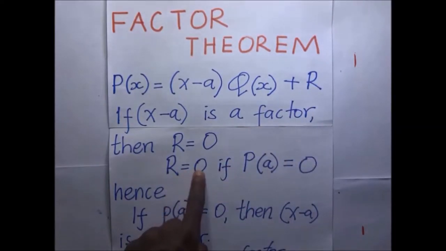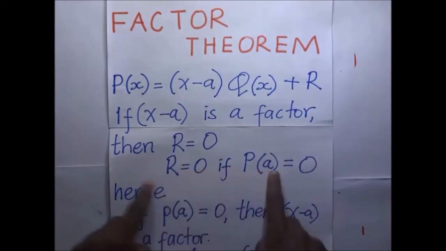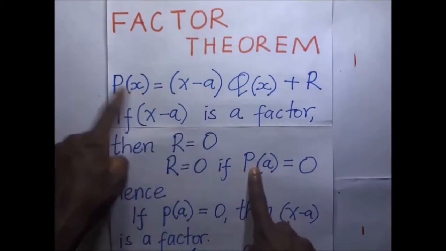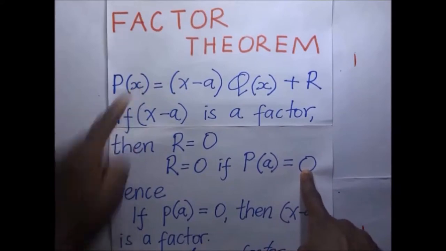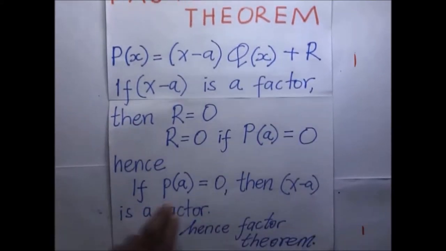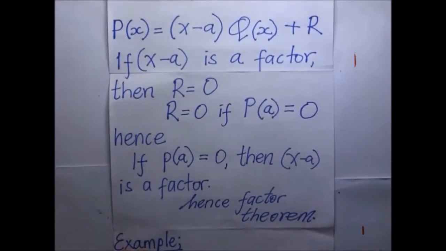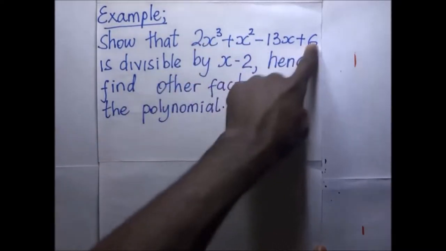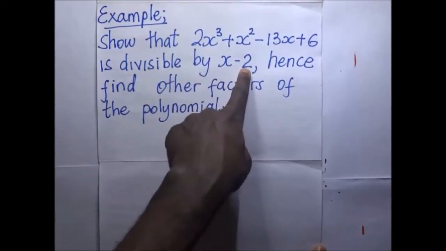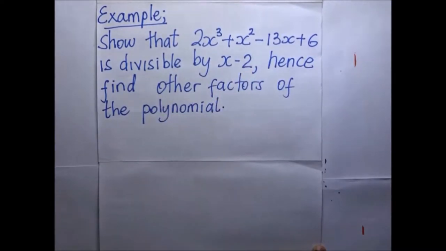So r will be equal to 0 if, when we substitute a in the polynomial, we get the answer as 0. Therefore, if p of a is equal to 0, then x minus a is a factor. And that is what constitutes the factor theorem. So let's do an example. Looking at that example, they're telling us to show that this polynomial is divisible by x minus 2. Hence, find the other factors of the polynomial.